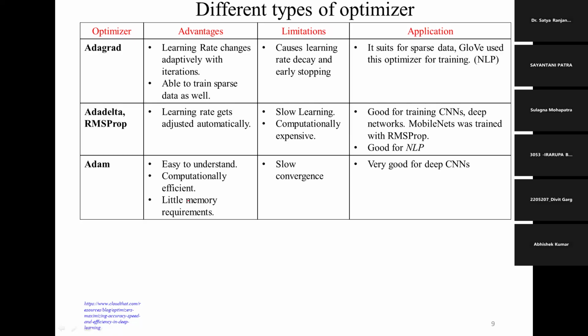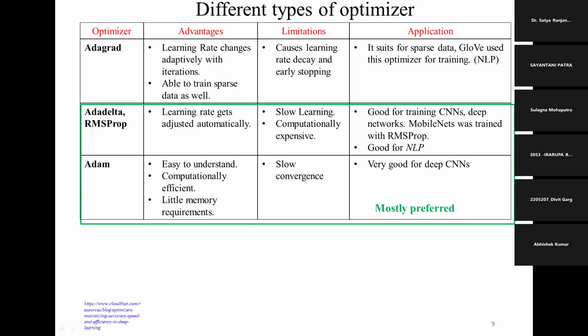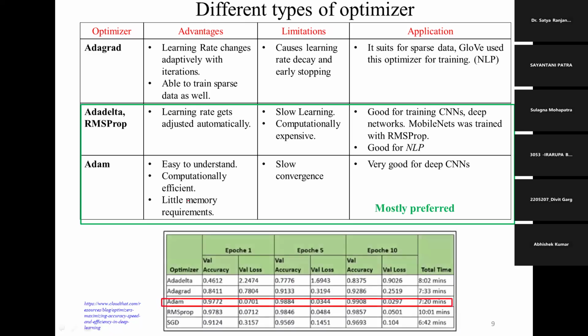Stochastic gradient descent has faster convergence, but the problem is there is a high chance you reach a local minimum. This one will take slow convergence, but there is a high chance you will reach the global minimum. So you also need to keep in mind which optimizer function will give you the better accuracy. That's why the mostly preferred ones are AdaDelta, RMSProp and Adam. Mostly Adam is used.